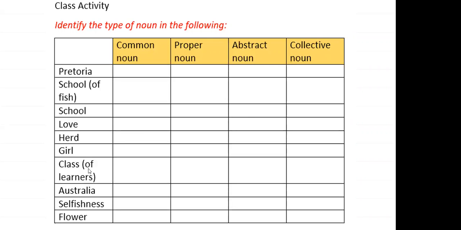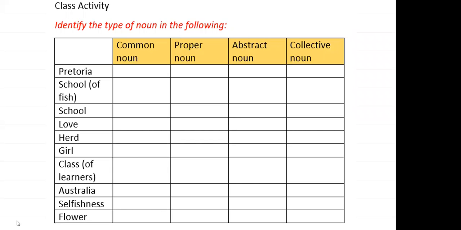Okay, I'm only left with a minute, so I will just tell you the answers for the remaining ones. A class of learners is a collective noun. Australia is a proper noun because it is the name of a particular country. Selfishness is an abstract noun because it is a quality which does not have a physical reality. A flower is a common noun because there are many flowers. The flower could be a rose, it could be a lily. So when we say flower, it is just a general flower.